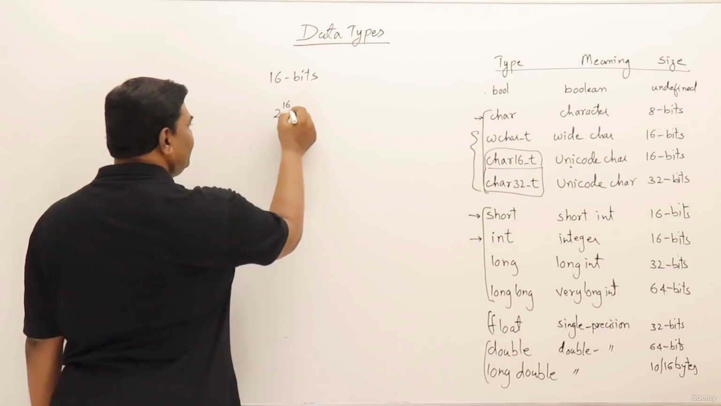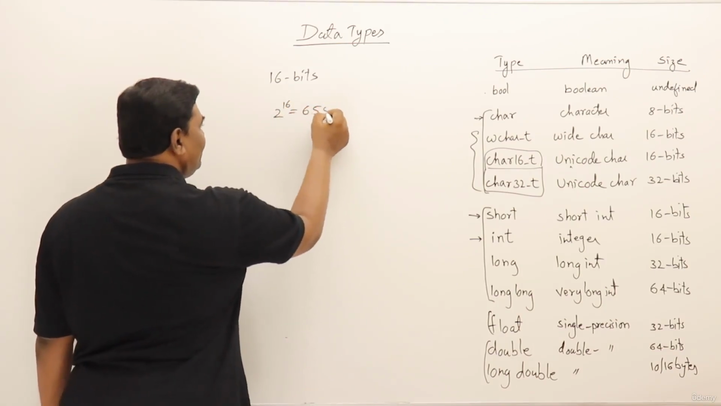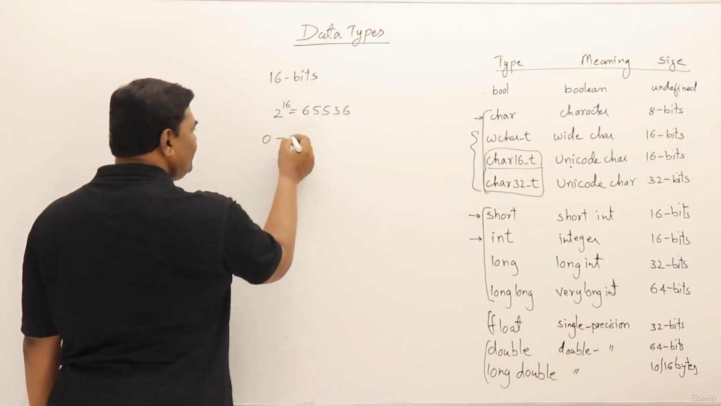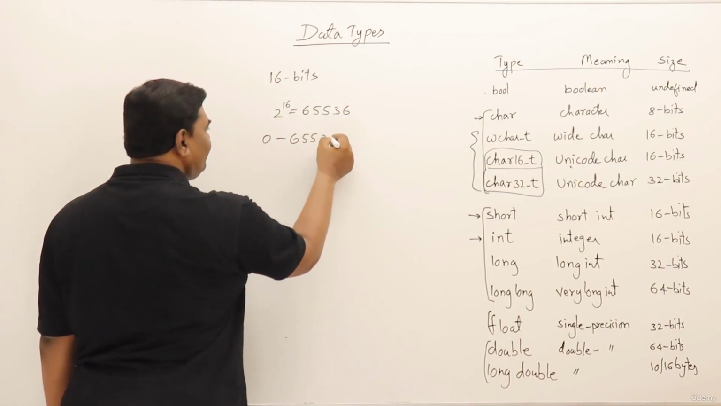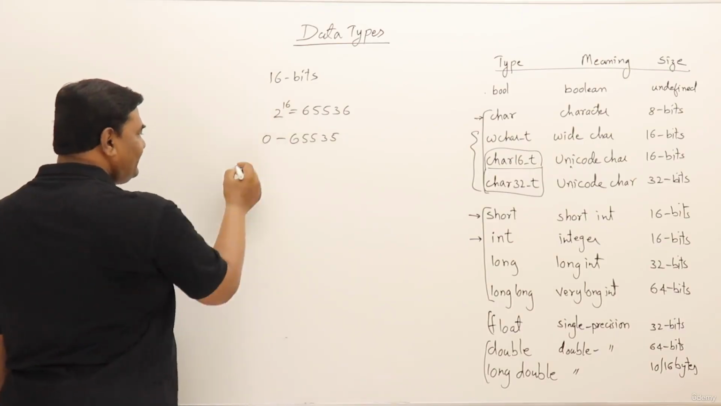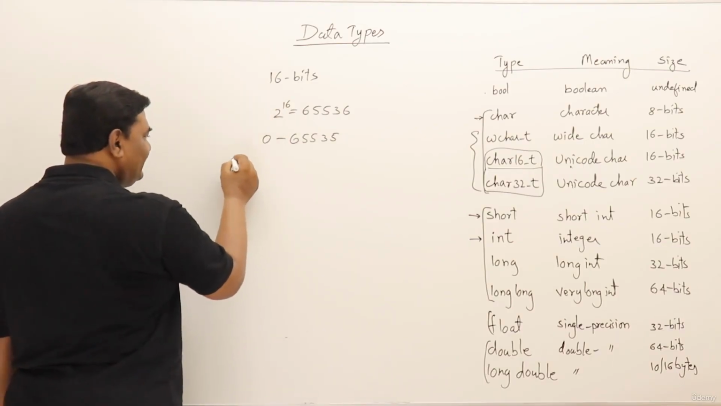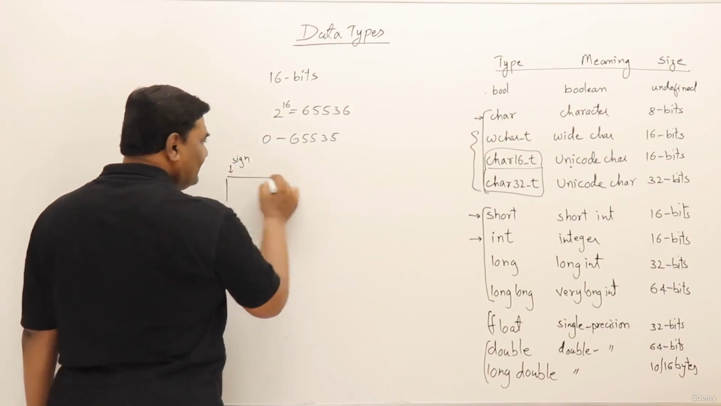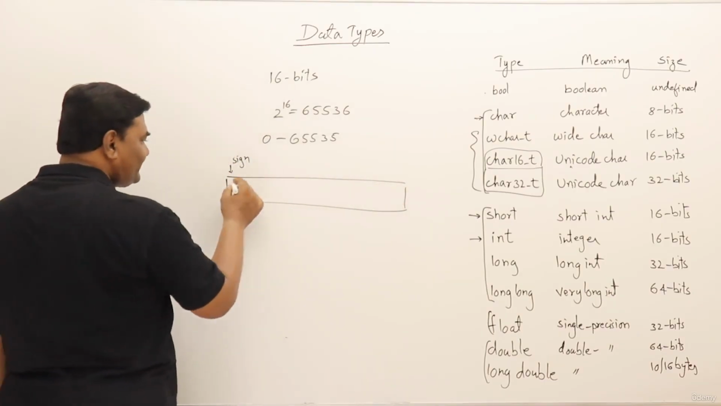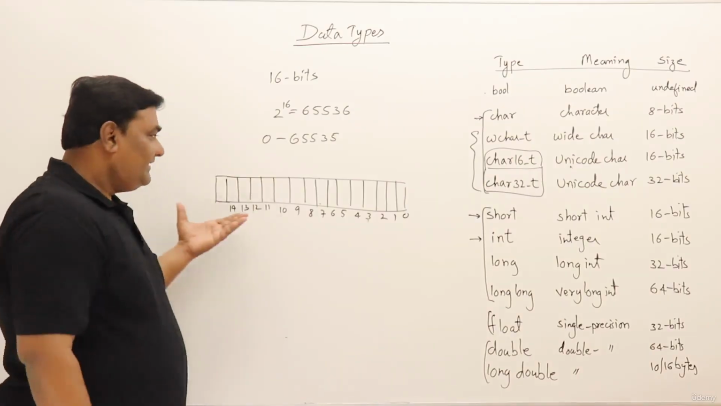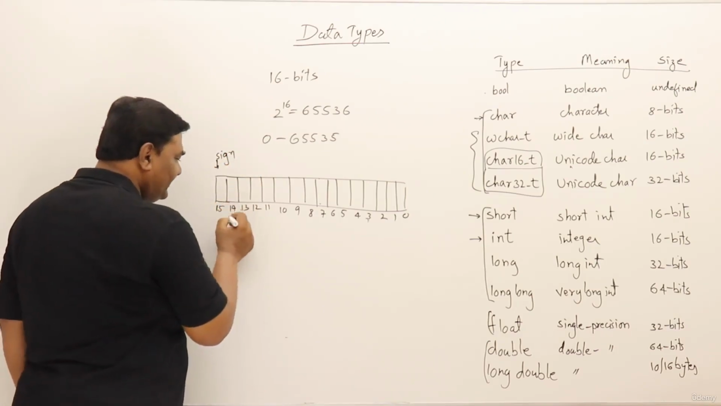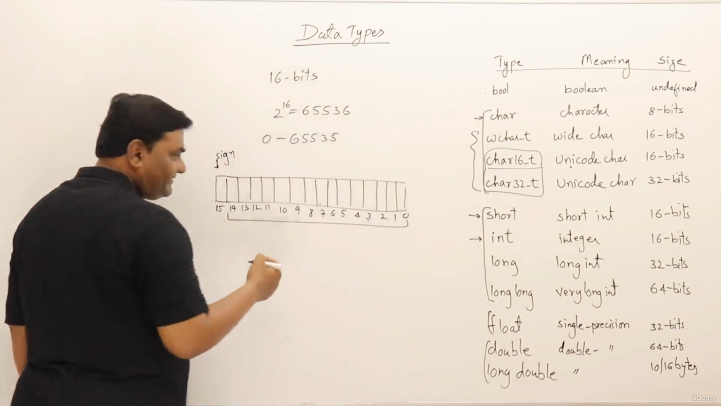See, 2 power 16 is 65536. So this will range from 0 to 65535. But out of 16 bits, 1 bit is reserved as a sign bit, and remaining 15 bits are used for storing a number. In 16 bits, again the same thing, that is 1 bit is reserved as sign bit and the number is stored in remaining 15 bits.